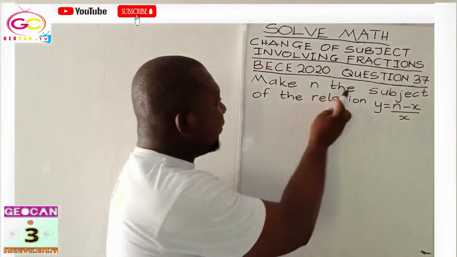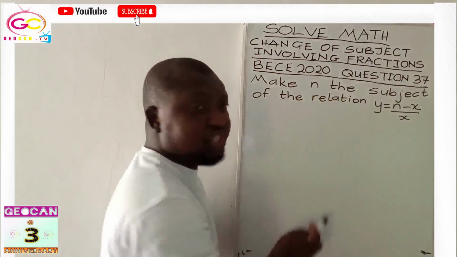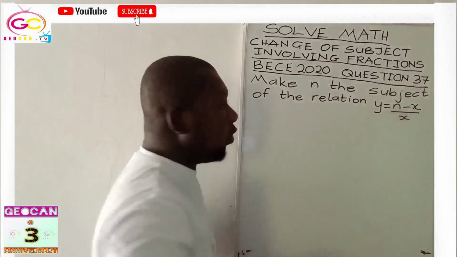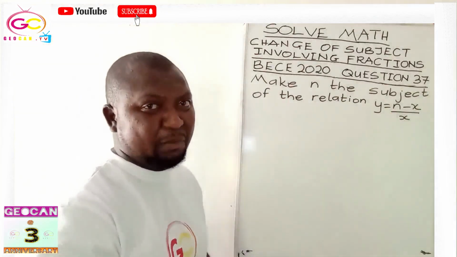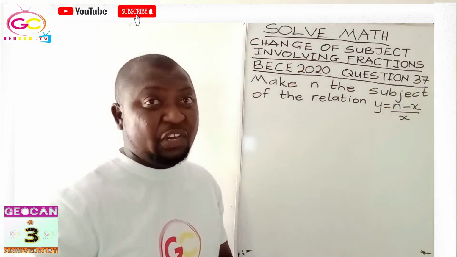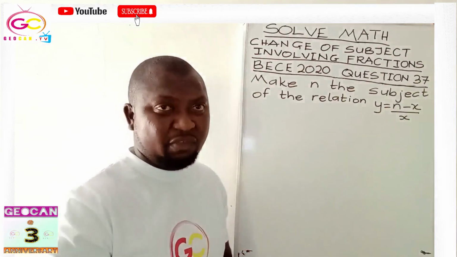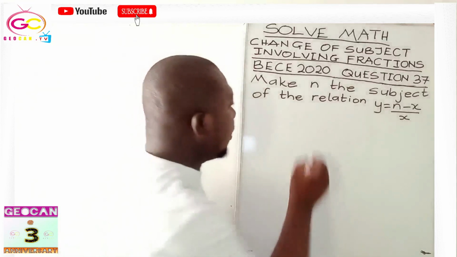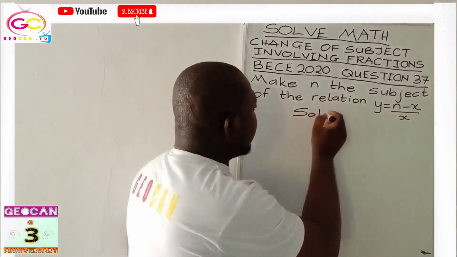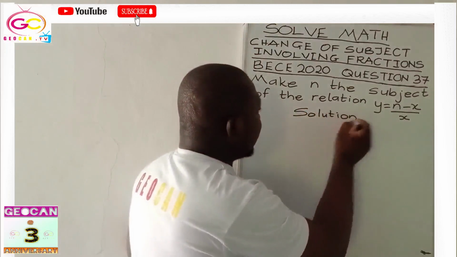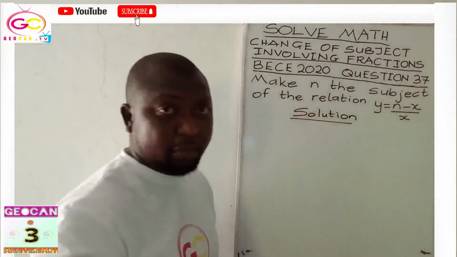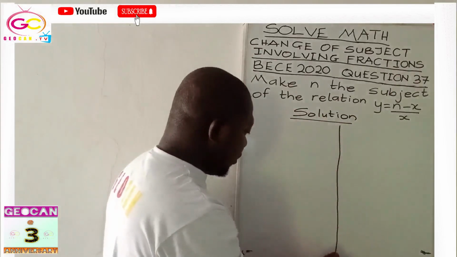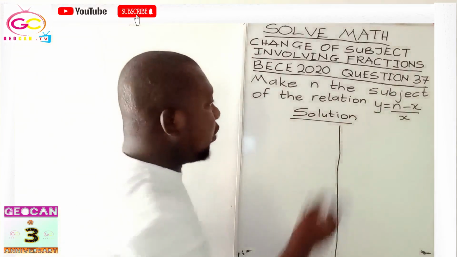Now, make n the subject of the relation y is equal to n minus x all over x. Yes, this is simple. If you've been watching our videos, you will know that this is very simple, right? Let's tackle it. Now, let's have our solution. Good. We have our solution over there, nicely written, in order to get a presentable way. Now, we can divide our board.